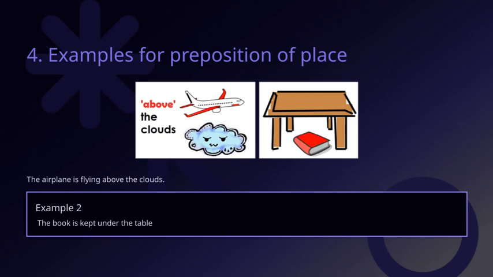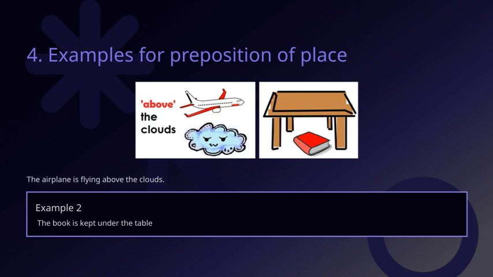Now let's look at this example. The book is kept under the table. Here, the preposition under shows the position of the book relative to the table. It tells us that the book is below the table's surface. Moving on to example 2. The airplane is flying above the clouds. In this case, above indicates that the airplane is higher than the clouds, emphasizing its position in the sky.